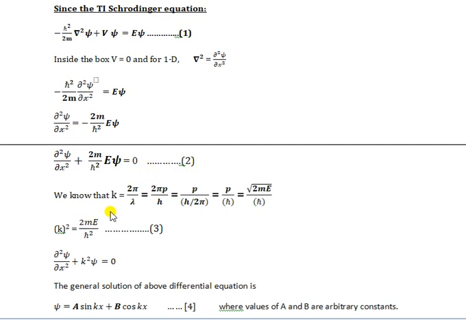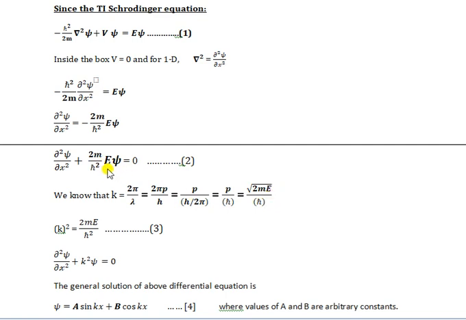We know that the wave vector k equal to 2 pi by lambda, and the de Broglie wavelength lambda equal to h upon p, so we can write it as p upon h upon 2 pi. H upon 2 pi is h cross, so it becomes p upon h cross, and we know that the momentum p equal to under root 2mE, where E is the kinetic energy.